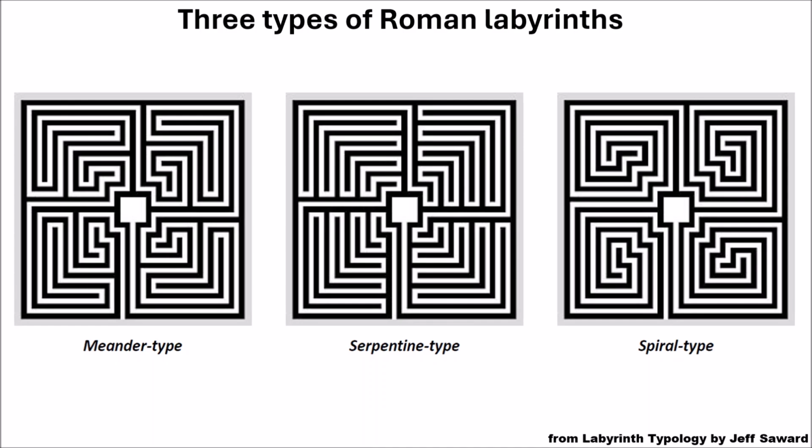Researchers have attempted various classifications of these Roman designs, usually based on mathematical or geometrical properties, but basically the majority of the 60 or so Roman mosaic labyrinths documented or preserved can be designated as meander, serpentine, or spiral types, with just a few complex designs falling outside of this simple system."